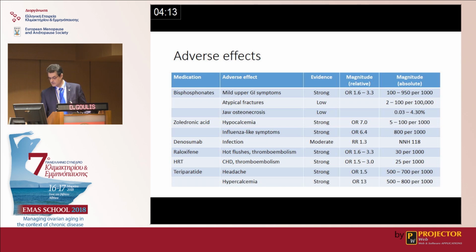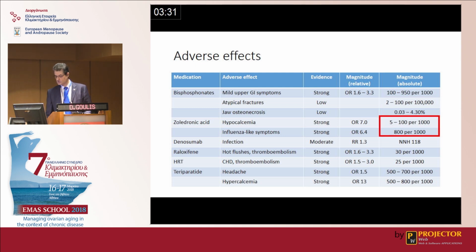So bisphosphonates, I was impressed by the literature saying that mild upper gastrointestinal symptoms are common, and according to different references they range from 10% up to 95%. So it has to do with how sensitive the researcher is in recording this complication. In any case, we would agree that atypical fractures and jaw osteonecrosis are very rare complications. We discussed yesterday that they affect a specific type of patient, mainly oncologic patients.